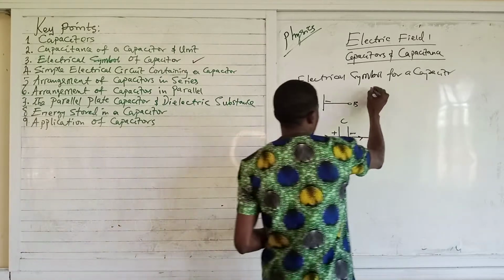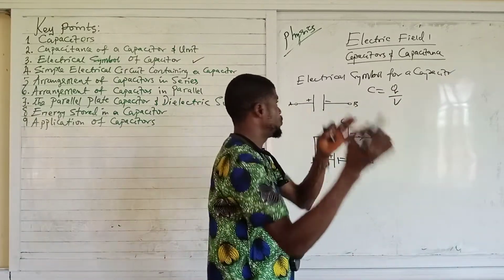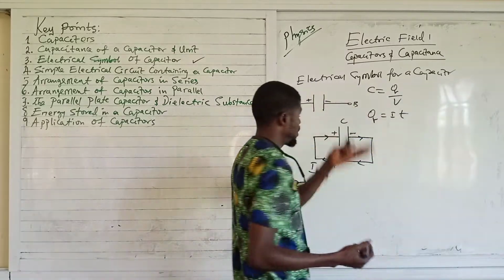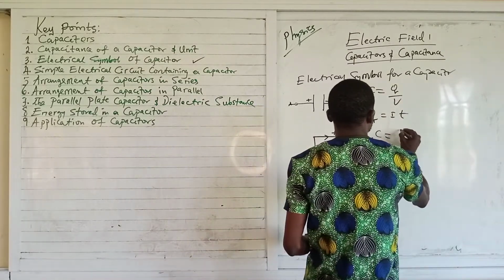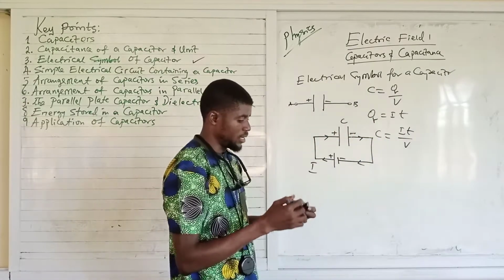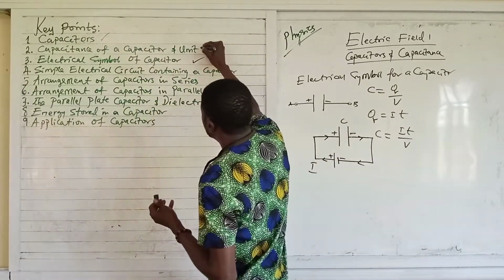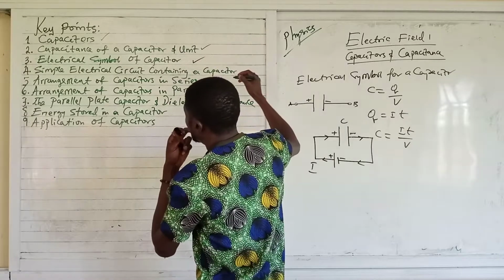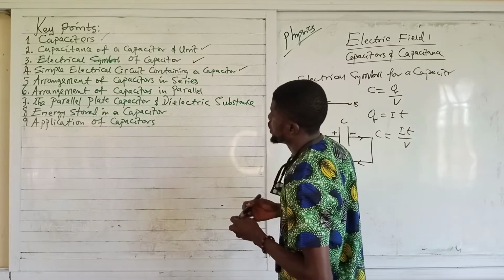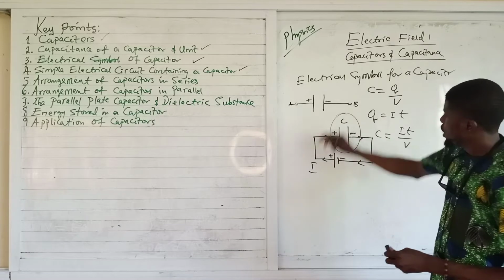And you know that I said that C is equal to Q all over V. You know from the other video I did on current electricity that Q is equal to IT. So you are free to say that your C is equal to IT all over V. You are free to write it like that. So we are through with what the capacitor is, the capacitance of the capacitor. We're also through with this, the electrical circuit containing a capacitor.